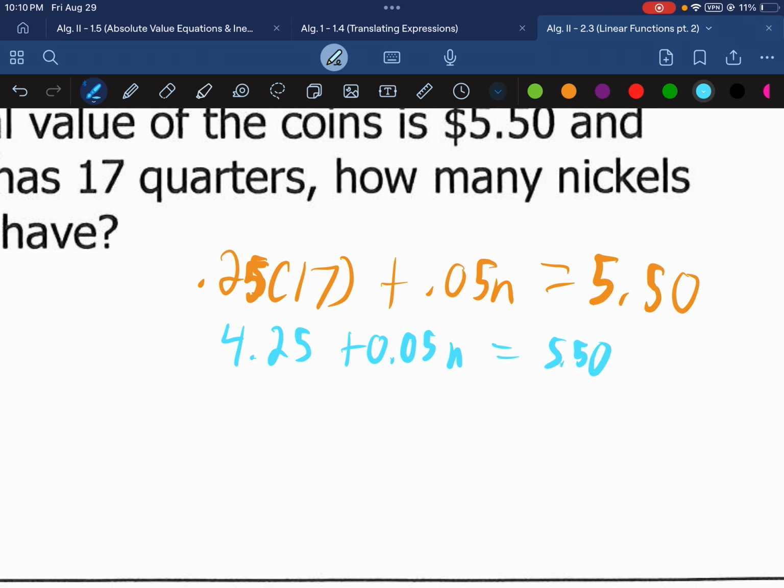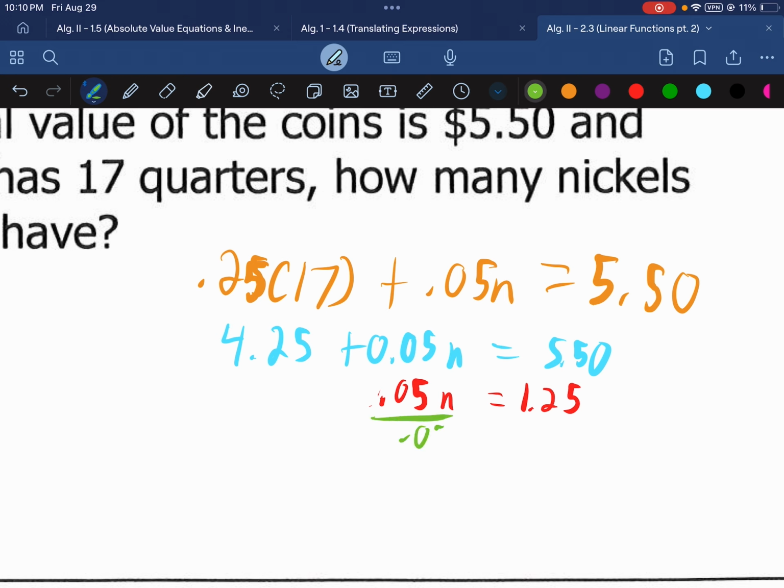Now here I did 0.05n instead of .05n. It's the identical thing. Whether you write that 0 before the decimal is completely optional. Subtracting 4.25 for the amount of the quarters, we end up getting .05n equaling 1.25. And I normally leave off the 0 here, and I'm just going to erase it because it's kind of weird to me to see it written, because I just normally don't. But that's just a personal preference.